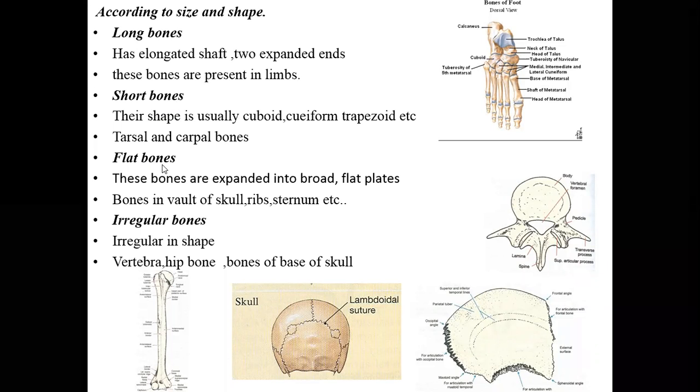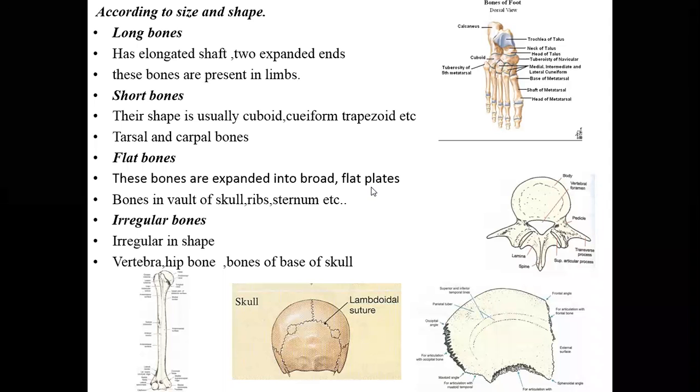Coming to the next, flat bones. Here the bones are very flat, as the name suggests, like flat plates. Examples are the bones seen in the vault of the skull. So the upper aspect of the skull, these bones are flat bones. Other examples are ribs and sternum.